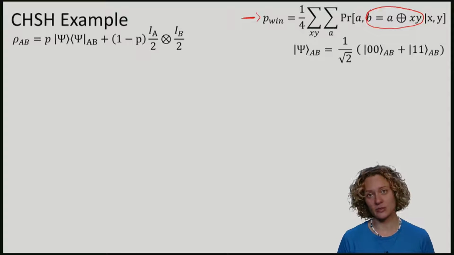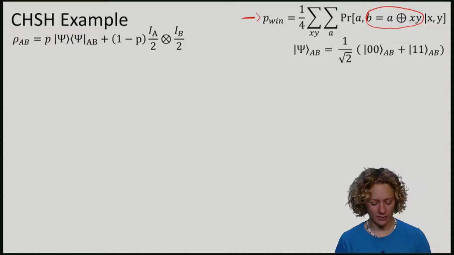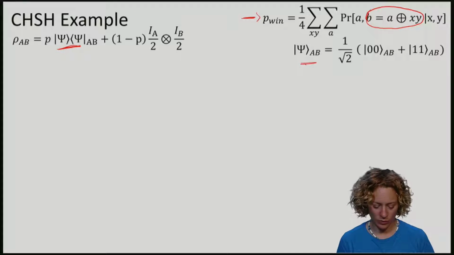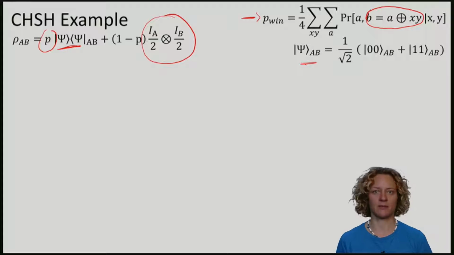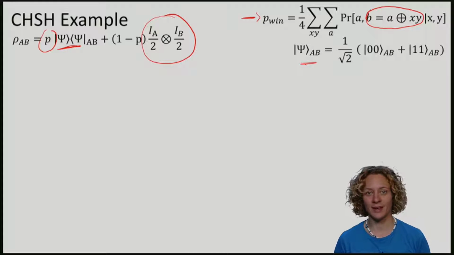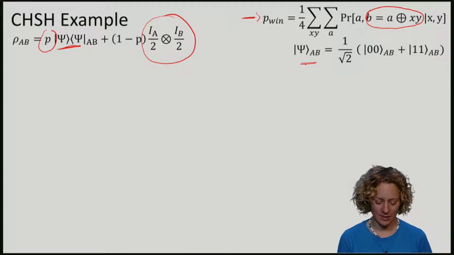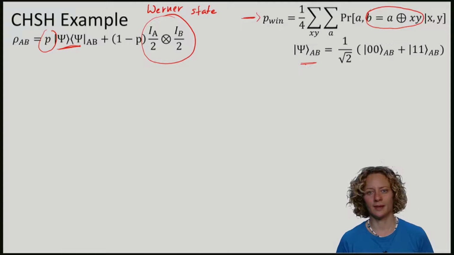The state that Alice and Bob will use in the game is this one, which is a mixture between the maximally entangled state, with probability P, and the maximally mixed state for both parties. This state has a name, namely it's called the Werner state. Let's see what is the probability that Alice and Bob win the game, given the state, as a function of P.